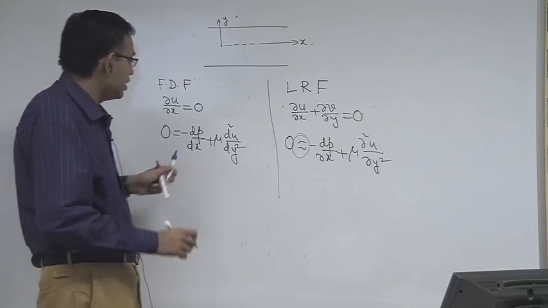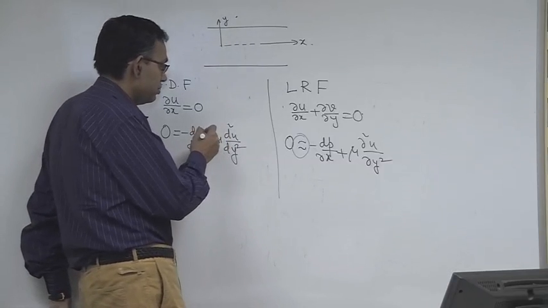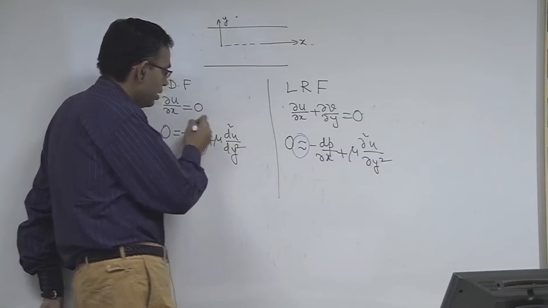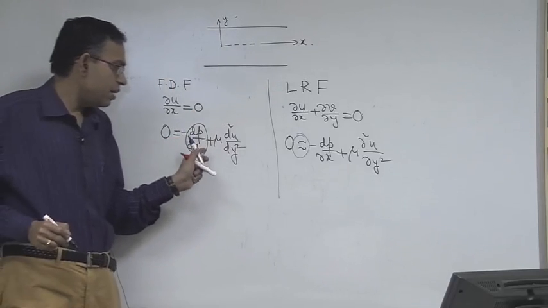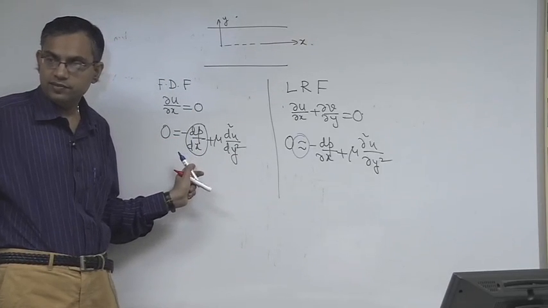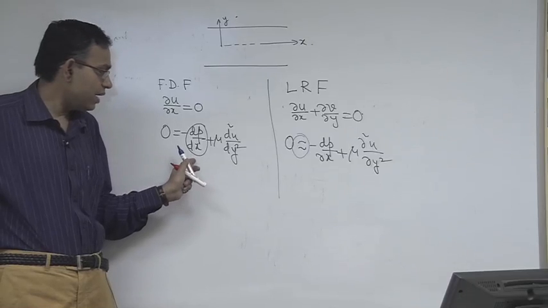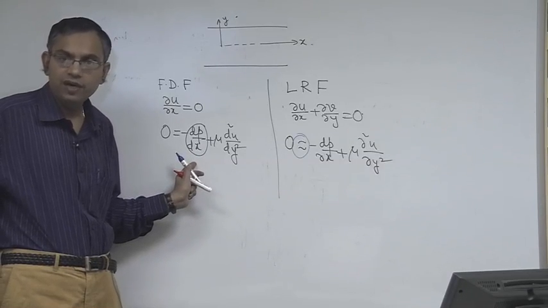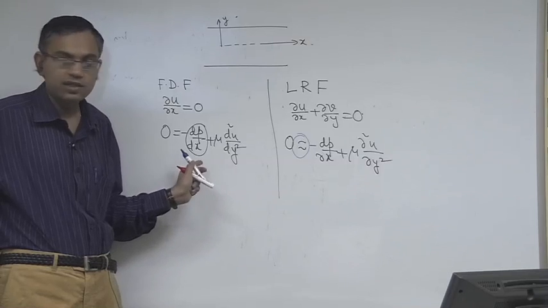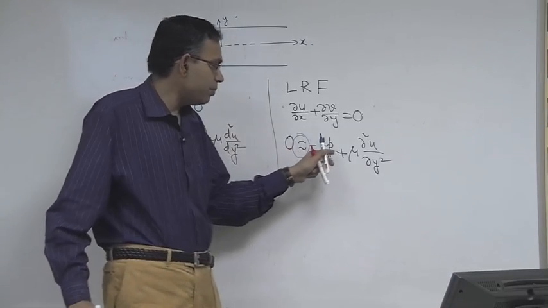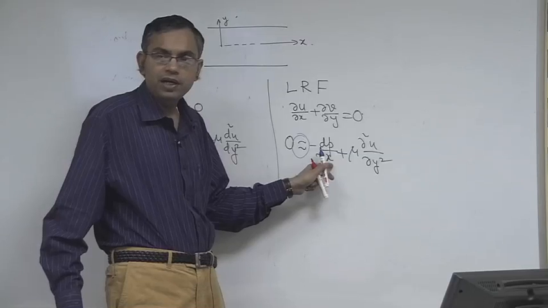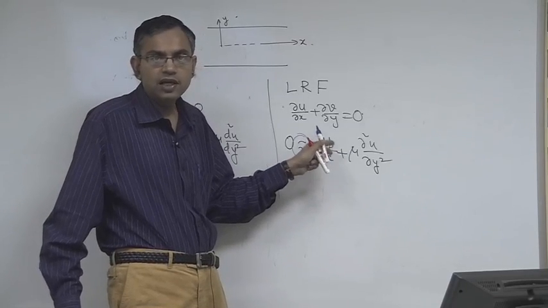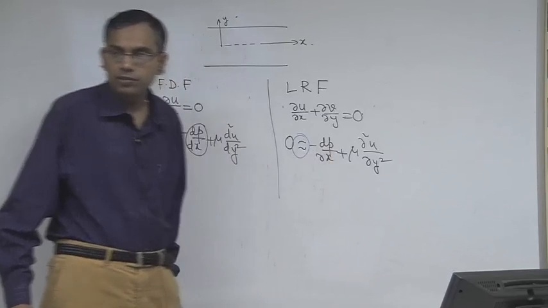Not only that, you see that in place of del p del x we had written dp dx. Here for fully developed flow that is an exact condition. On the other hand, here in place of del p del x we had written dp dx, that is an approximate consideration by comparing the terms in the x momentum with the terms in the y momentum equation.